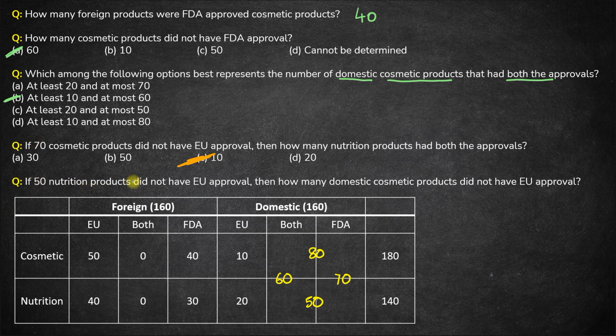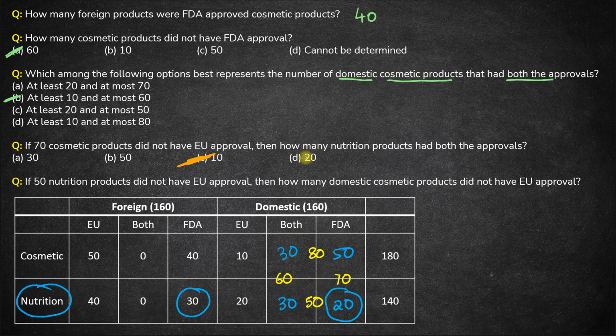If 50 nutrition products did not have EU approval, so out of nutrition products, 50 did not have EU approval. That means only FDA approval is what we are talking about. Okay. So these two together is 50, out of which this is 30. So this must be 20. If this is 20 and the sum here is 50, this must be 30. Sum here is 60, this must be 30, and this must be 50. And 50 plus 20 is 70.